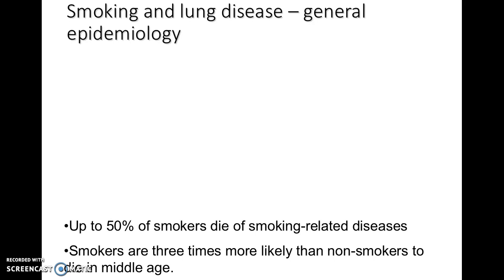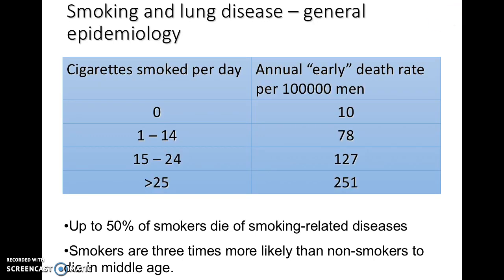Smoking and lung disease, general epidemiology. Cigarettes smoked per day and approximately the early death rate per 100,000 men. If you smoke 0 a day, obviously you're going to have a low death rate, which is going to be 10. 1 to 14 a day, you're going to have 78. 15 to 24, 127. Over 25, 251.